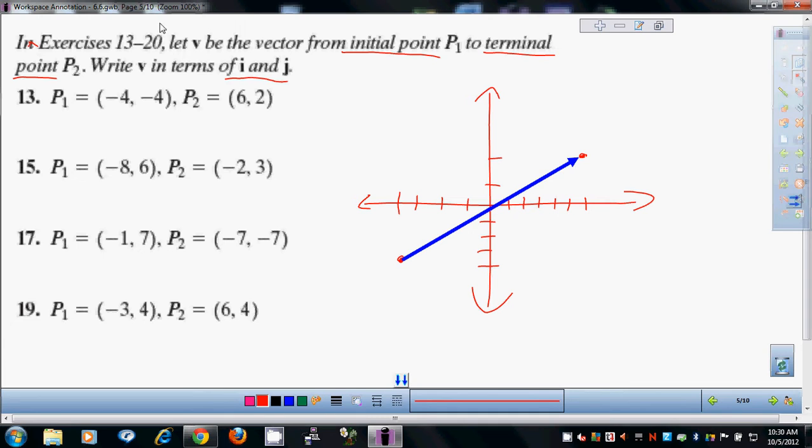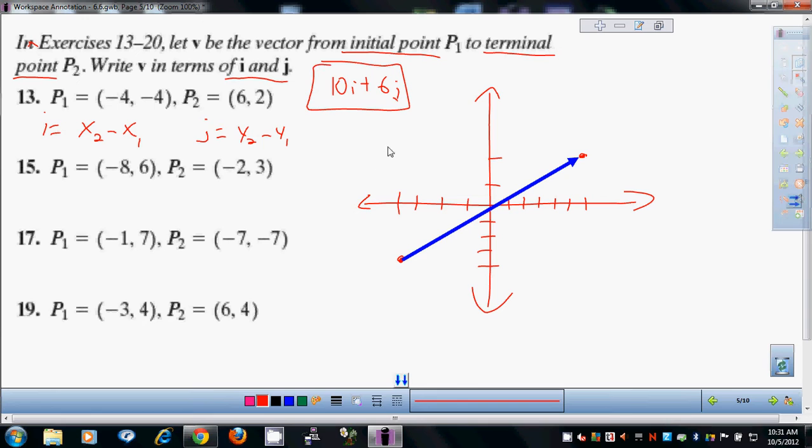Well, we're not looking for the length. We're looking for the horizontal and the vertical. Essentially, yes. I just need to find the difference between x2 and x1 and y2 and y1. Your i value is going to be the difference of your terminal x minus your initial x, and your j is going to be your terminal y minus your initial y. So, let's do the x's first. 6 minus negative 4 is what? 10. So 10i. 2 minus negative 4, 6j. And there is vector v in terms of i's and j's.